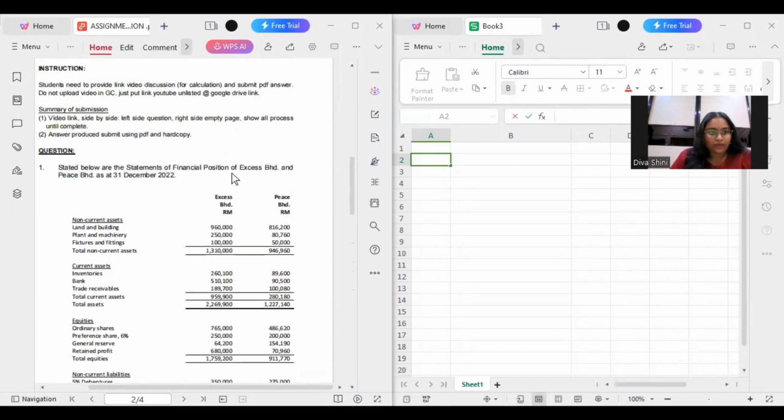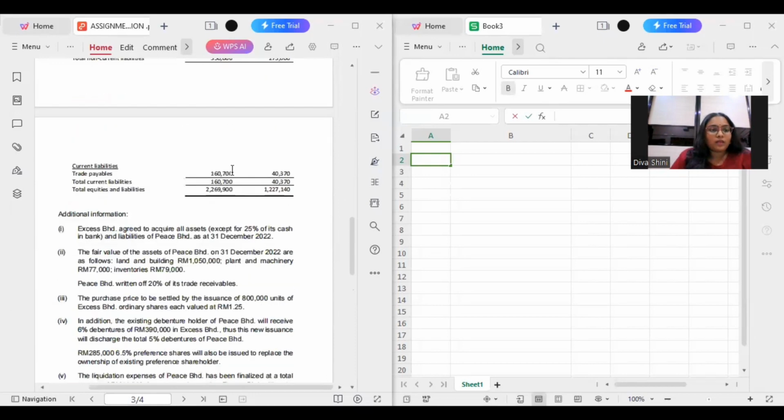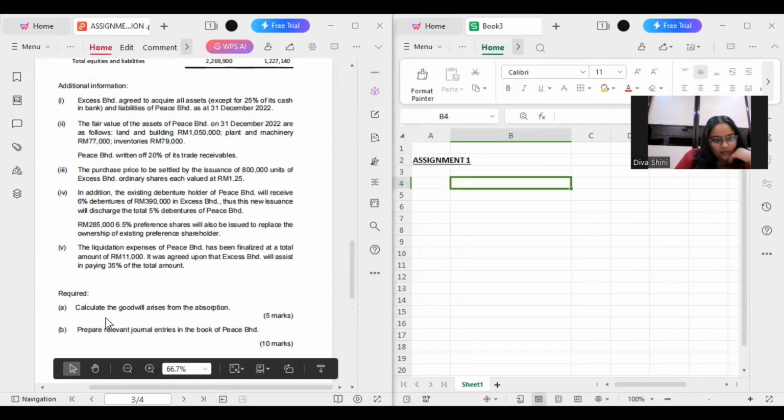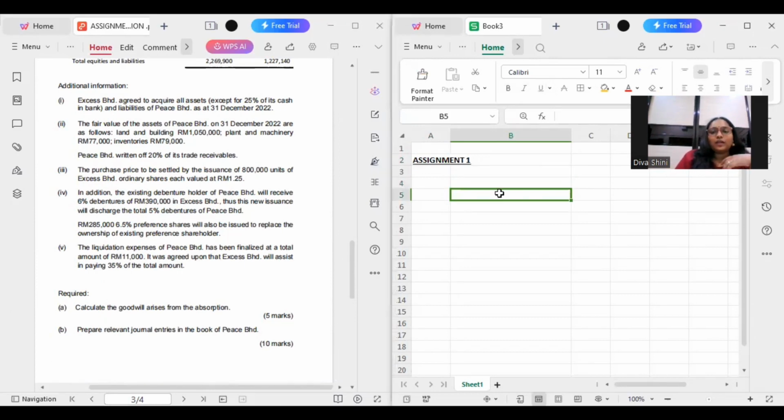So this is the question of my assignment. This is assignment 1. For the first part, they asked us to calculate the goodwill arising from the absorption. So first we need to calculate the goodwill.